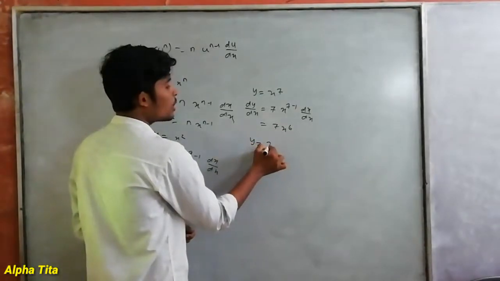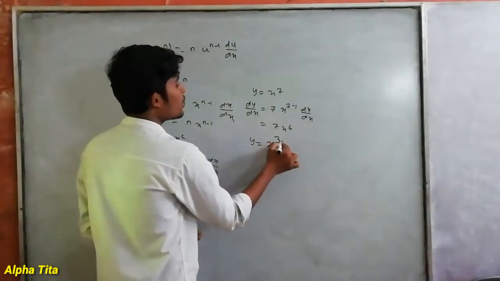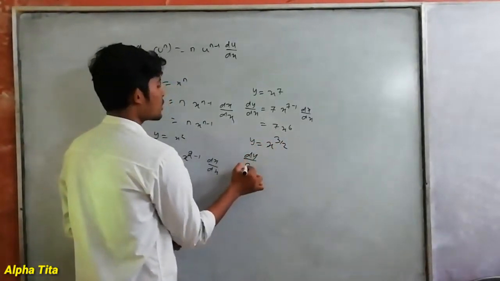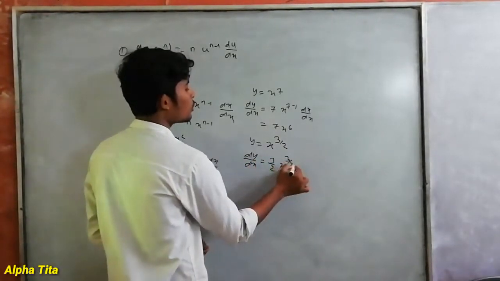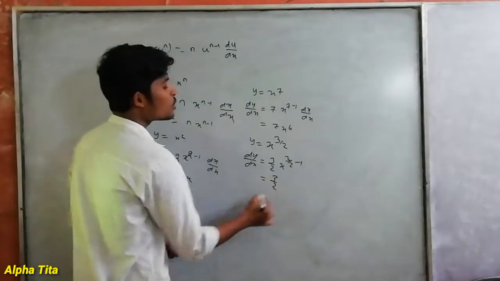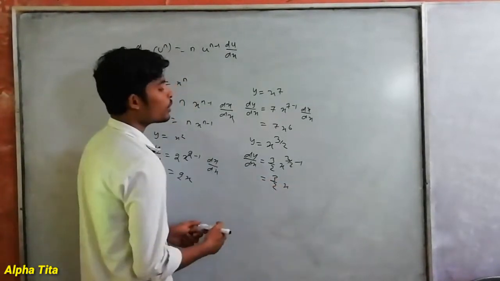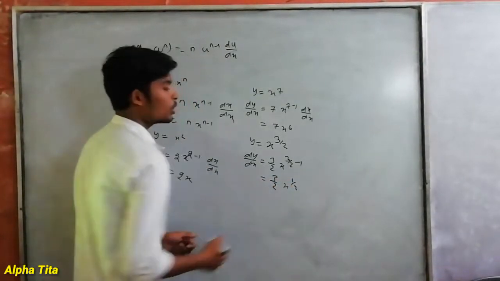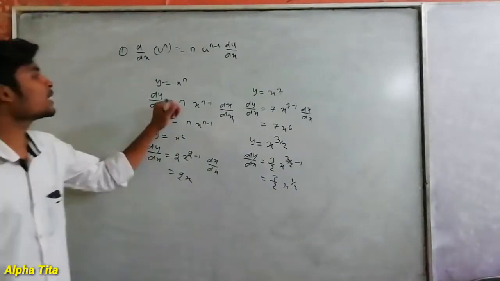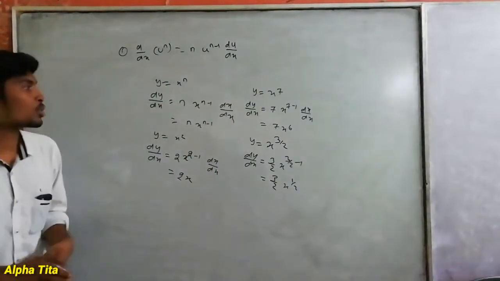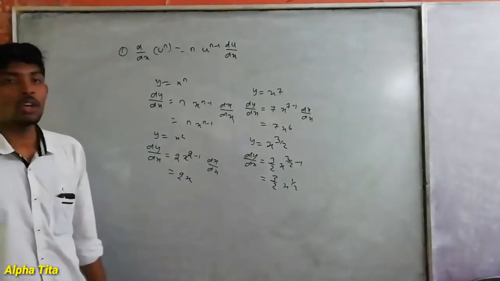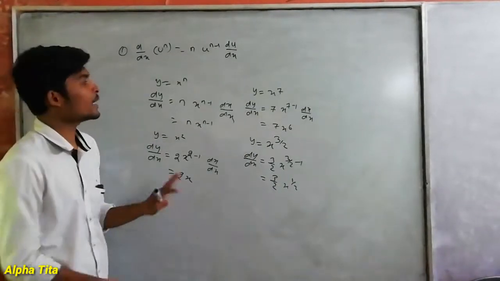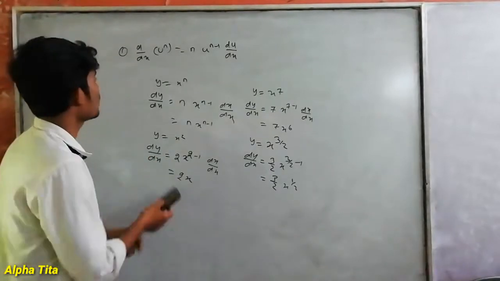If y equals x to the power 3 by 2, then dy by dx equals 3 by 2 x to the power 3 by 2 minus 1, which is 3 by 2 x to the power 1 by 2. These are simple things you just have to see, and you can calculate them. Okay, so next we go to the next sum.